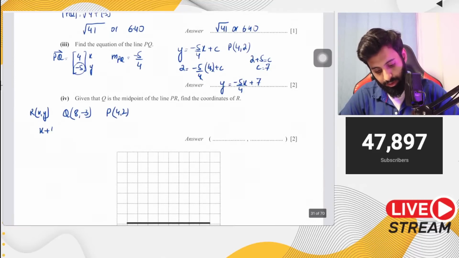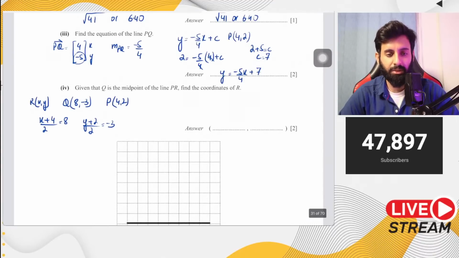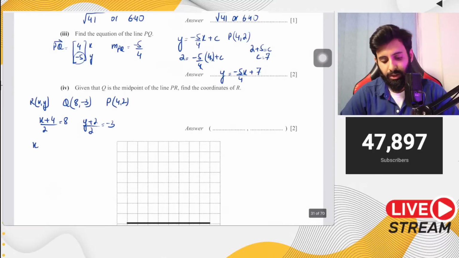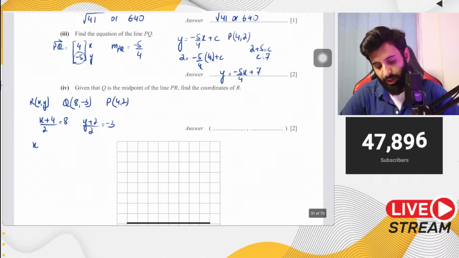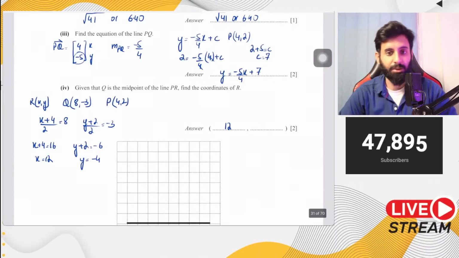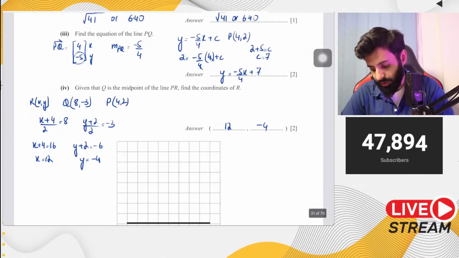x plus 4 upon 2 equals 8. And y plus 2 upon 2 equals minus 3. Yes, you can use y2 minus y1 upon x2 minus x1 as well. Obviously, that is something you can use anywhere. But I'm just saying, if you already have the vector, all you've got to do is divide the y component by the x component and you have your gradient. So x plus 4 equals 16, which means x is equal to 12. So we have the x coordinate. y plus 2 equals minus 6, which means y is equal to minus 4. So we have the y coordinate as well. No, wait, minus 6 minus 2. So that's going to be minus 8.